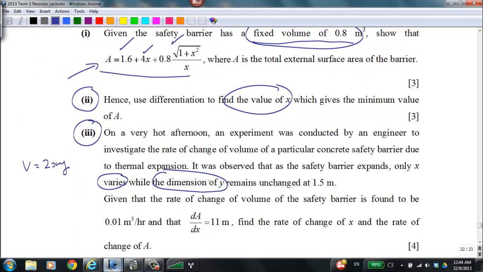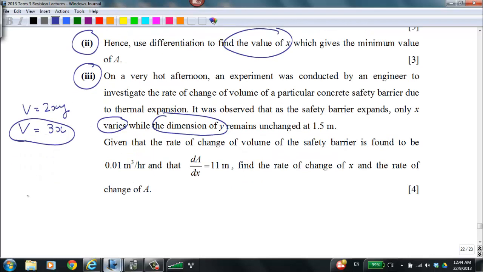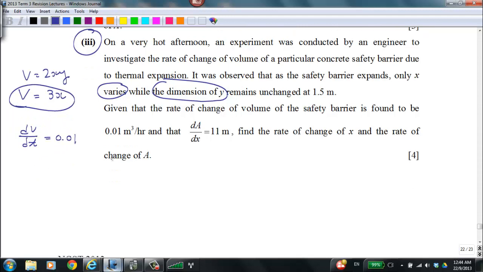But because we know that the dimension of y remains unchanged at 1.5 meters, this means that V equals 3x. So once you read the question, we are given that the rate of change of the volume is 0.01 meter cube per hour, and we are also given dA/dx equals 11 meters. Later we will check what is the use of it. However, we are supposed to find the rate of change of x.